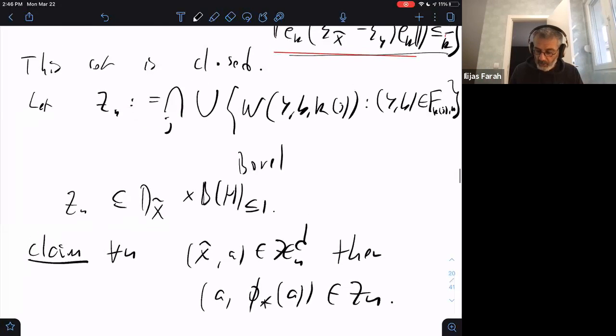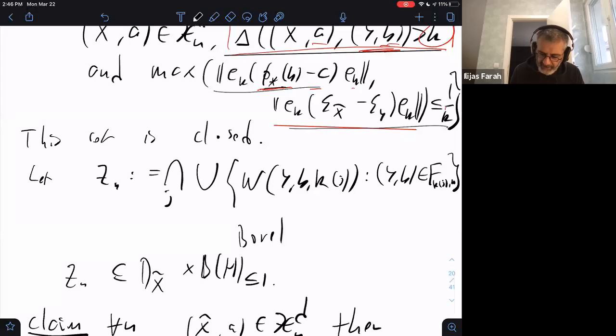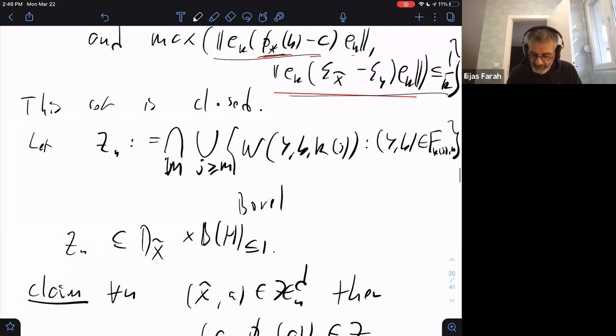Now, what is the reason? Well, we just need to check. Oh, yes, of course, intersection. Yes, now I see what was missing from this notation. So we take the union. Ah, this is bad notation. Okay, so intersection over m, union over j greater or equal than m. Yes, right. So we do have to have a countable union of sets here. So basically, we are looking at those w, y, b, k, j's that pass infinitely many tests, right? Okay, so let's check.